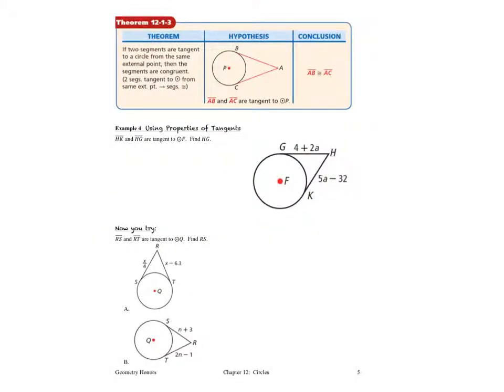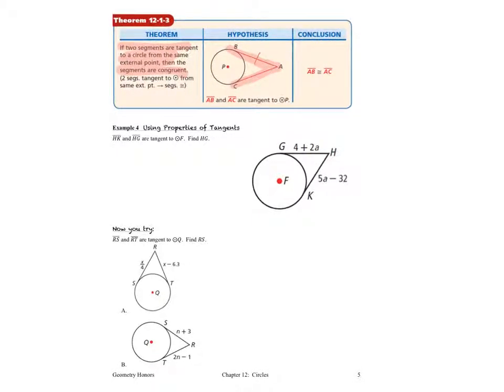Okay, and if two segments are tangent to a circle from the same external point, then the segments are congruent. So if you have some external point like point A, and you have two tangent lines meeting at that point, then those lines are congruent to each other.